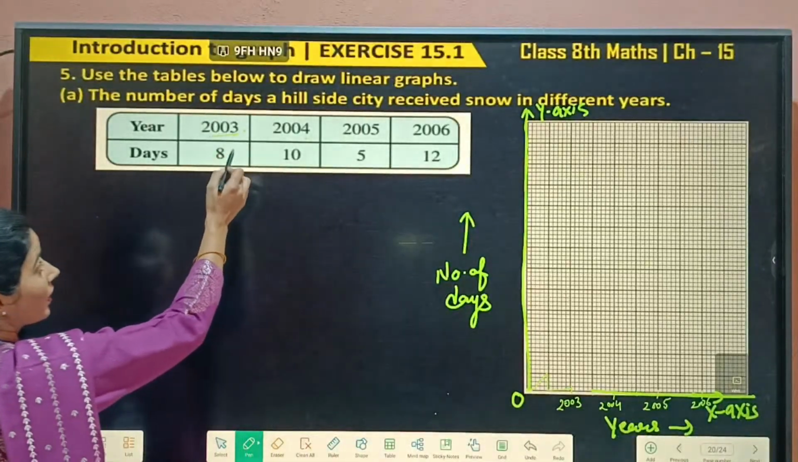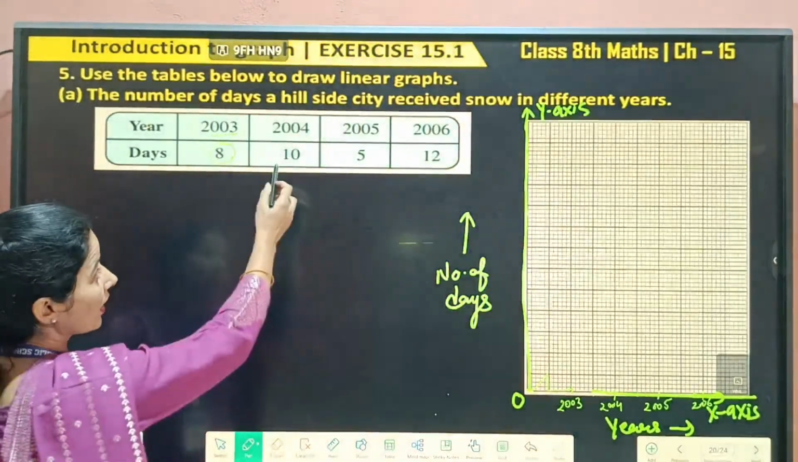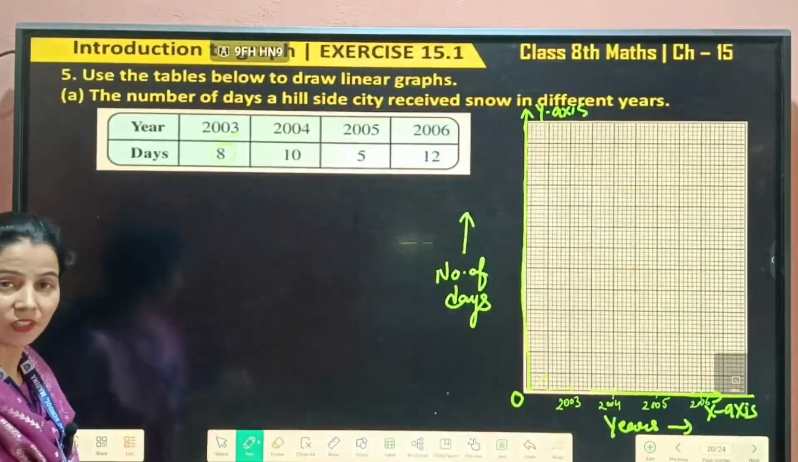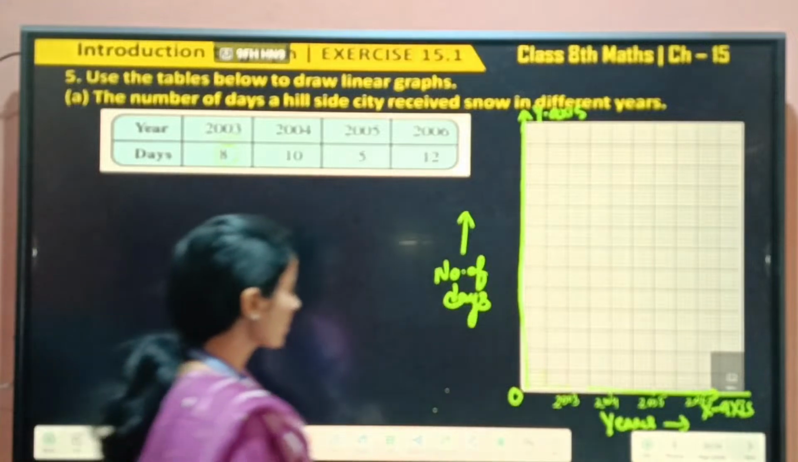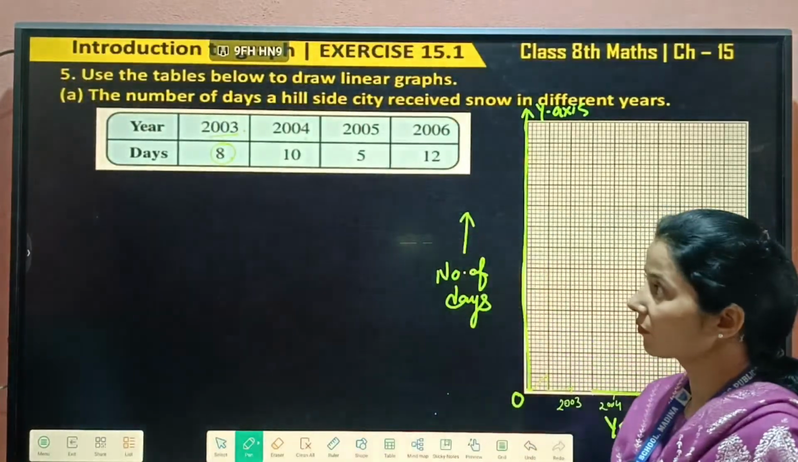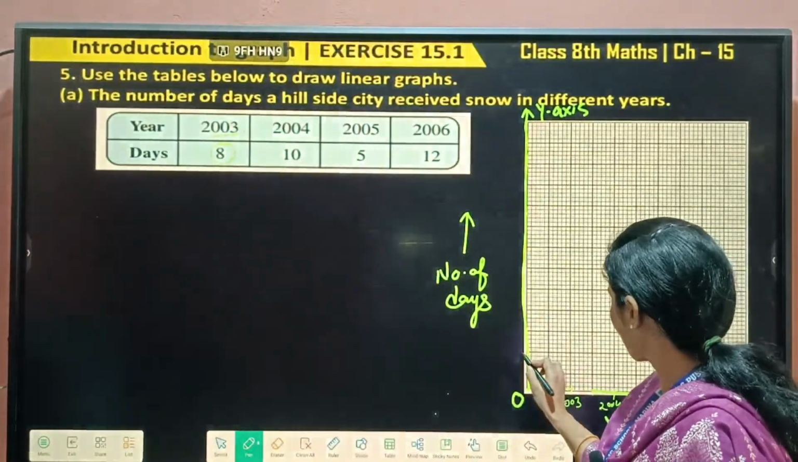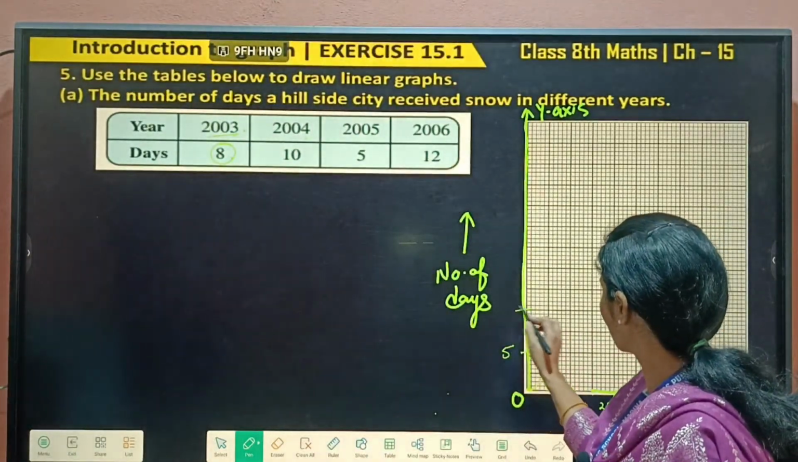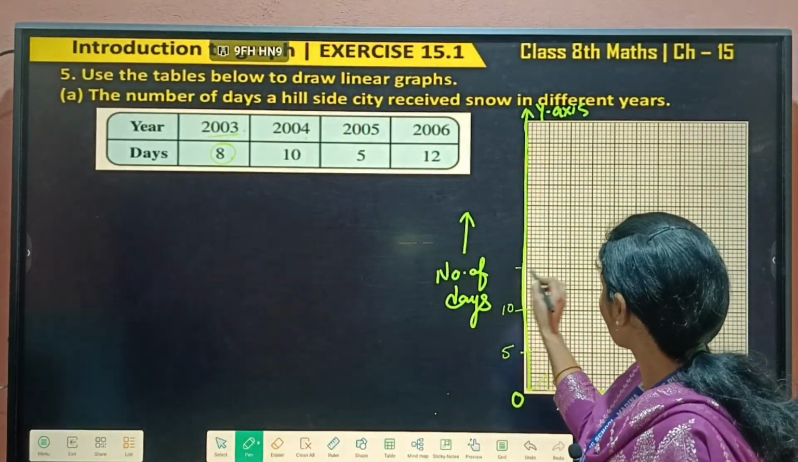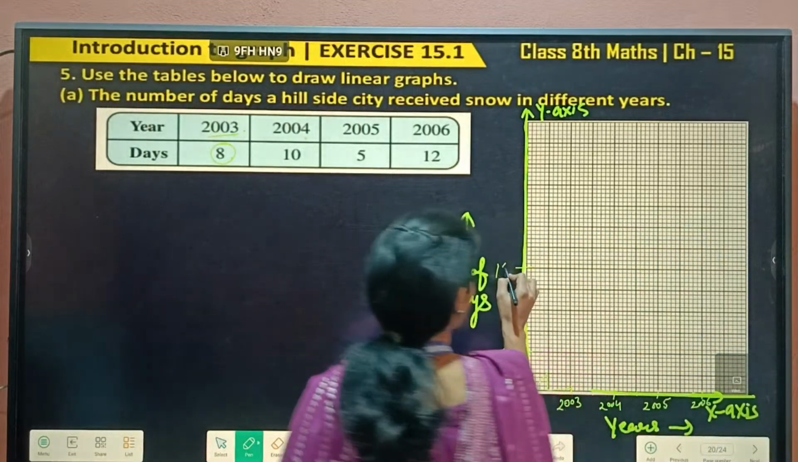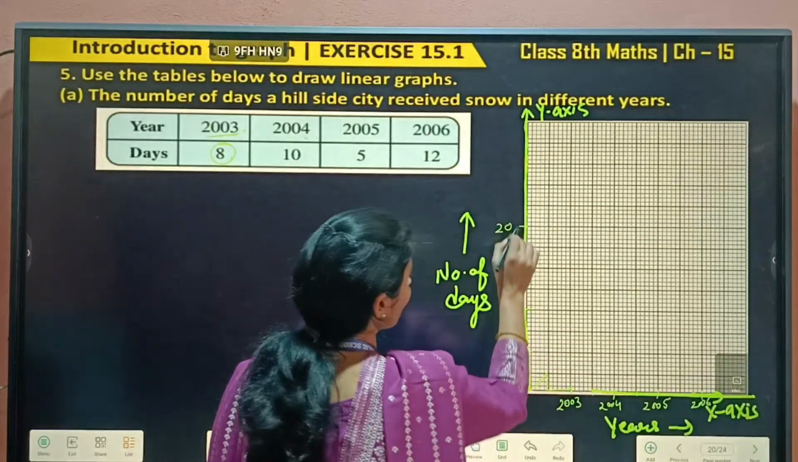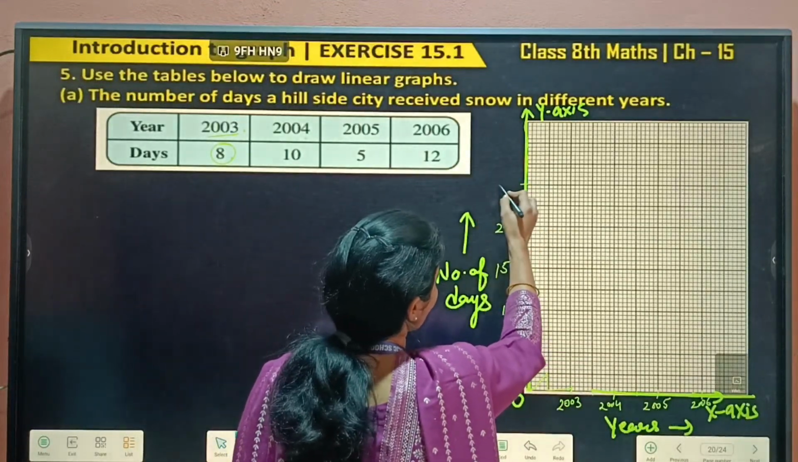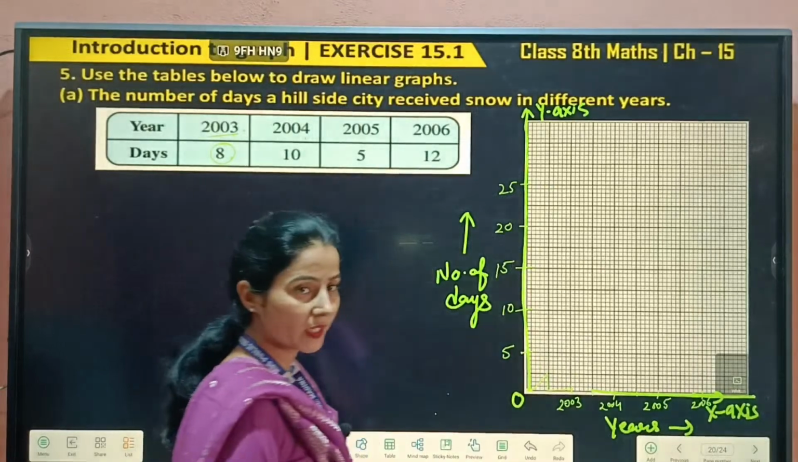In 2003 the number of days is 8, then 10, 5 and 12. So let us choose a suitable scale for this on the y-axis. You can consider a difference of 5. So consider from there to there it is 5, then 10, then 15, then 20, till 20 we need, till 12, and next you can also consider 25.